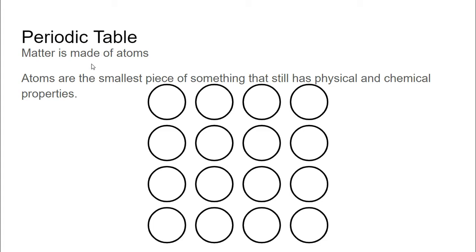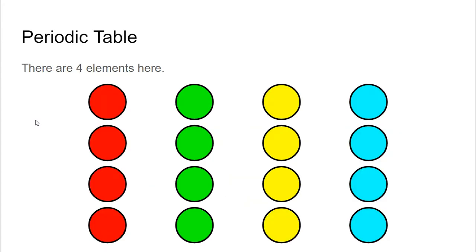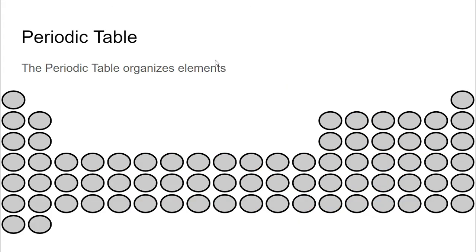Once you build out from that, then you're no longer talking about atoms, you're talking about molecules, compounds, or mixtures, which is not what this presentation is about. Now, specific types of atoms are called elements. These elements are going to have specific physical and chemical properties. So we're no longer saying we want an atom. We're saying we want a red atom, or a green atom, a yellow atom, or a blue atom. These would be four different elements, four atoms each of the four different elements. So an element is an atom with specific physical and chemical properties.